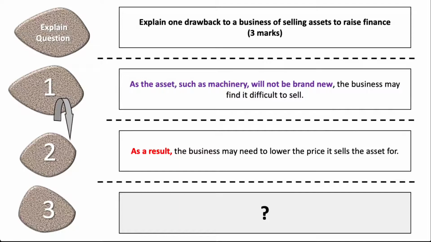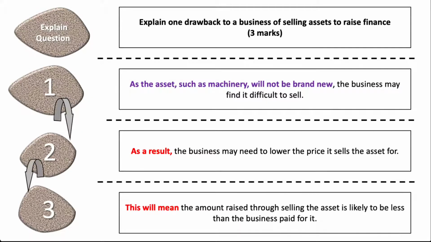The business may find the asset difficult to sell because it's not brand new. As a result, the business may need to lower the price it sells the asset for. And then we're looking for another interconnected strand based on that. Let's have a look at an example. This will mean, another brilliant connective, this will mean the amount raised through selling the asset is likely to be less than the business paid for it. So we've got a point and we've got 2 interconnected strands.